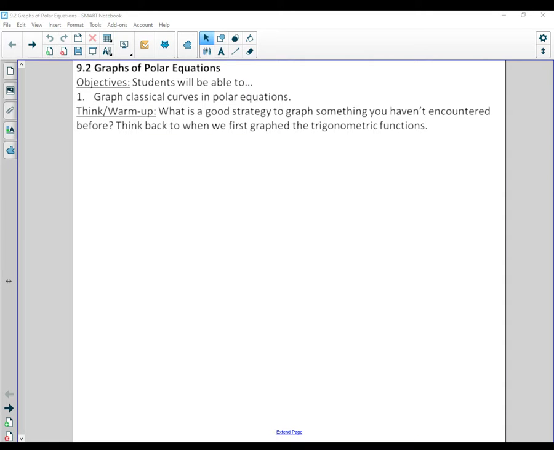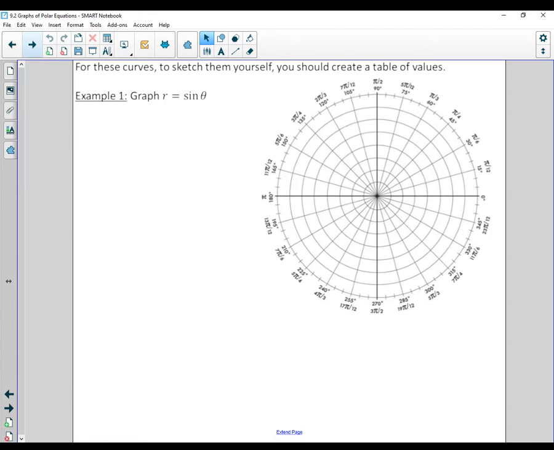Like sine, cosine, tangent when we graph those? Yeah, do we remember what we kind of did to make sense of them? Plot points. Yes, exactly. Make a table of values, plot all the points, see what it looks like. Right? That's exactly what we're going to do.